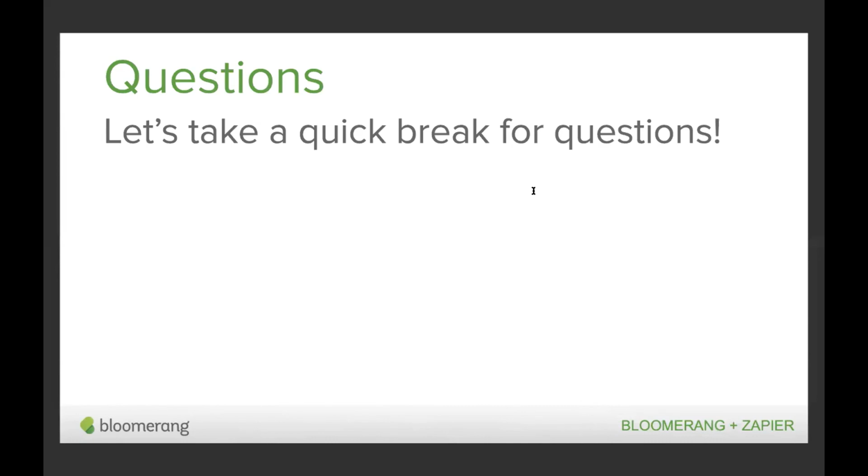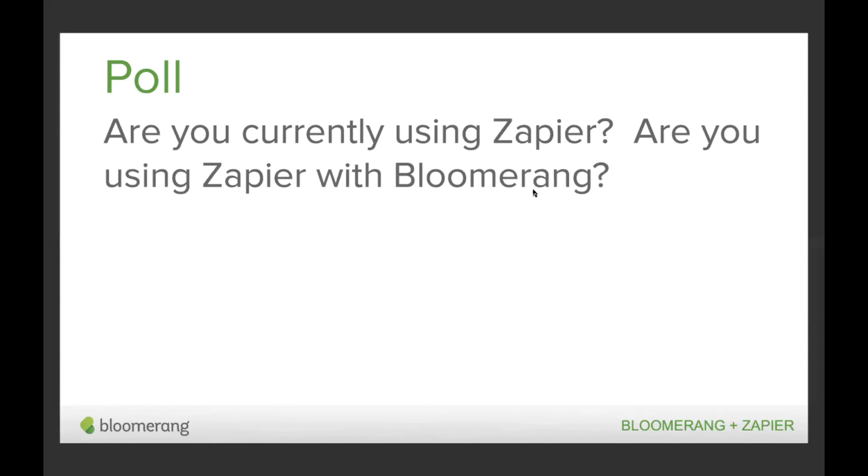So let's go ahead and move on to our next poll. Now we're going to be shifting our focus to talking about how we can use Bloomerang and Zapier to automate marketing through Mailchimp. So let us know if you are currently using Zapier, and if you are using Zapier, if you're using it with Bloomerang. Or you can also let us know that you are not using Zapier, or maybe you've never heard of Zapier before.